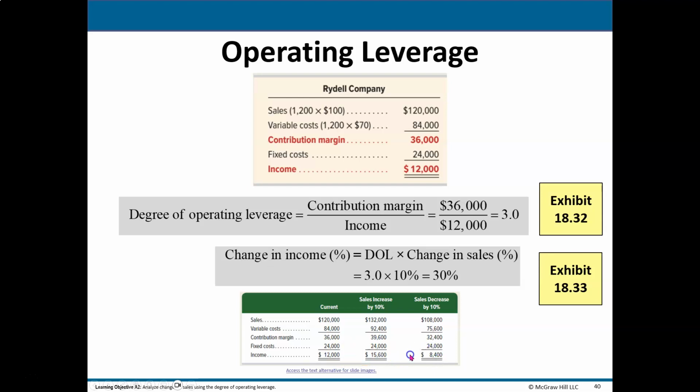So this is where the degree of operating leverage really helps us out by understanding the impact of the change in sales on our change in operating income or a change in income. So this degree of operating leverage really helps us understand the relationship between sales and income.